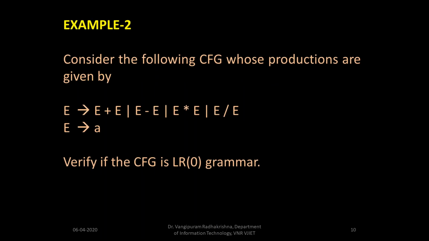Now we can look into another example wherein we have five productions: capital E dash E plus E, capital E dash E minus E, capital E dash E star E, capital E dash E slash E, and capital E dash E. The objective is to once again identify if the given grammar is LR0 grammar or not.